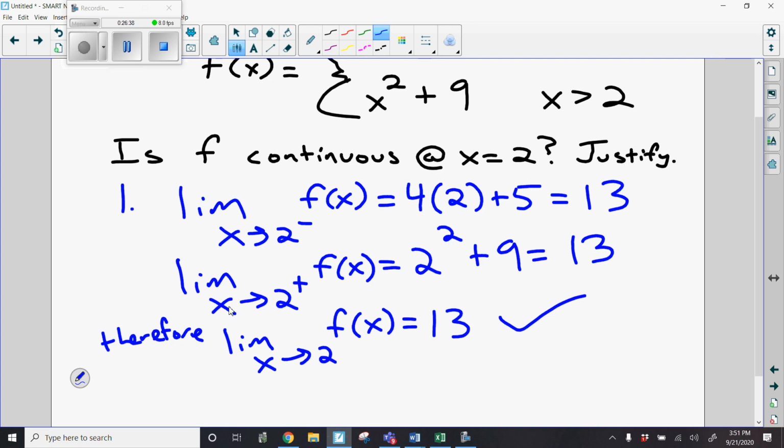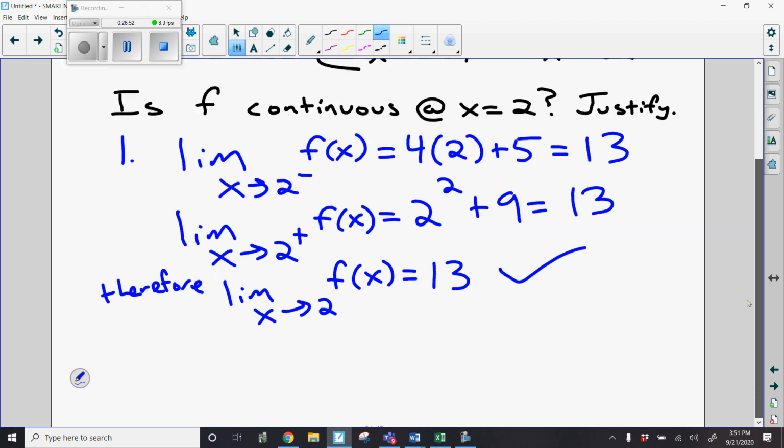Now we have to move on to step 2. Step 2 says the function must be defined. f of a must be defined. a in this case is going to be the number 2. So we have to show f of 2.